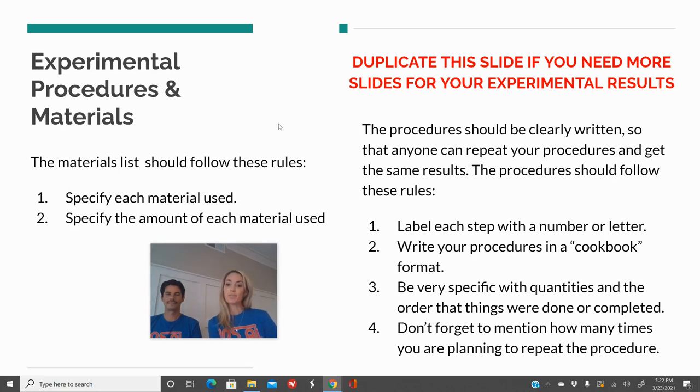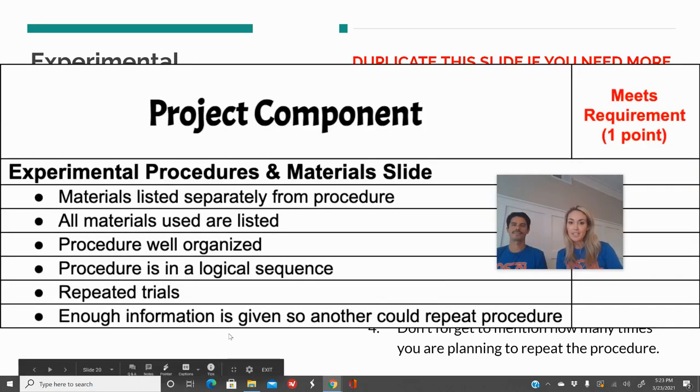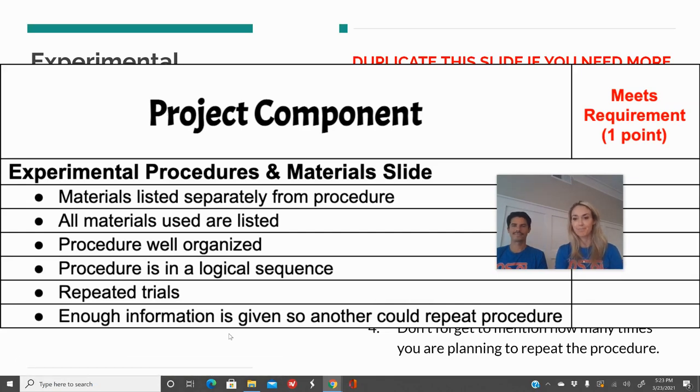The procedures should follow these rules. Number 1, label each step with a number or letter. 2, write your procedures in a cookbook format. Number 3, be very specific with quantities and the order that things were done or completed. And finally, 4, don't forget to mention how many times you are planning to repeat the procedure. As you can see, the experimental procedures and materials slide is going to be worth a total of 6 points.